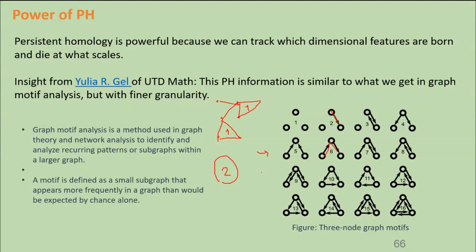Persistent homology is kind of a better version of motif analysis, because in persistent homology, we also have the birth and death times of topological features. In motifs, we don't have these things. Traditional motifs don't consider weighted edges or distances. So pH is similar to what we get in graph motif analysis, but with finer quality. That insight is coming from Julia Gal, my postdoc advisor.